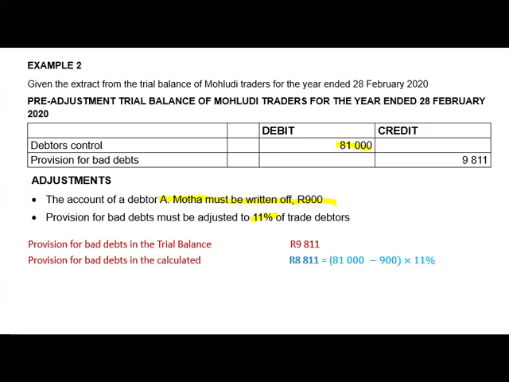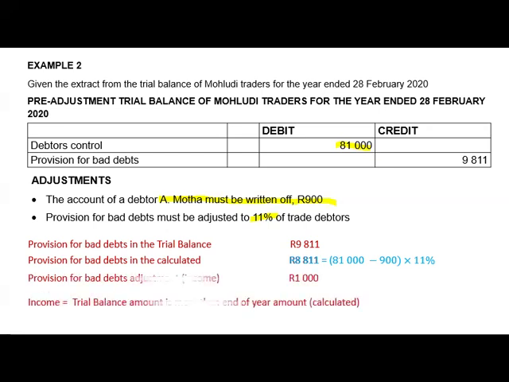Blue is correct. So what must happen to red? Must it go up or down? And when it goes down, will it be income or expense? It is income. And this is how I got that 1,000 rand, if you're wondering how I got it.